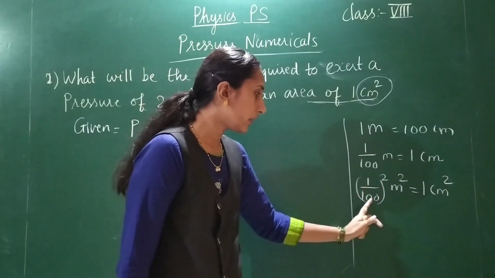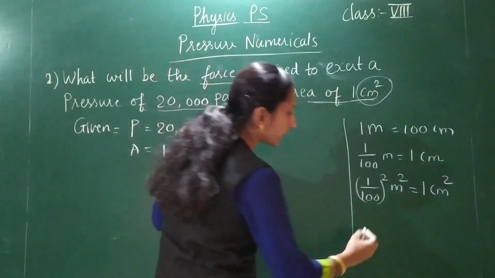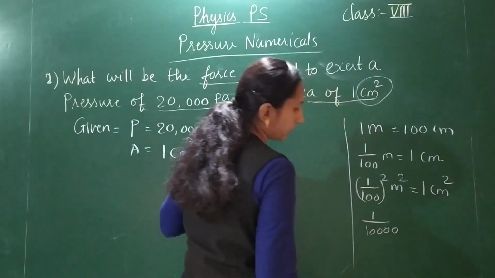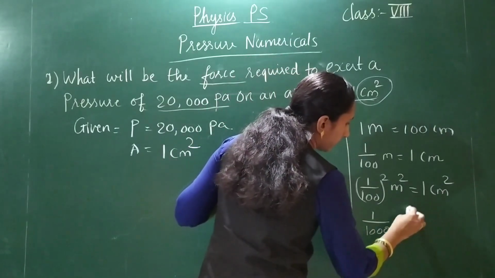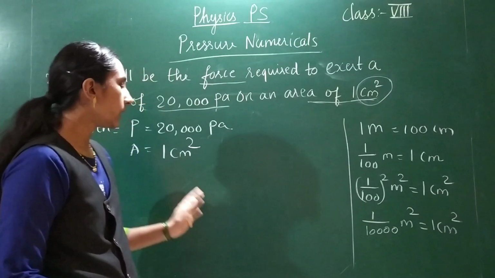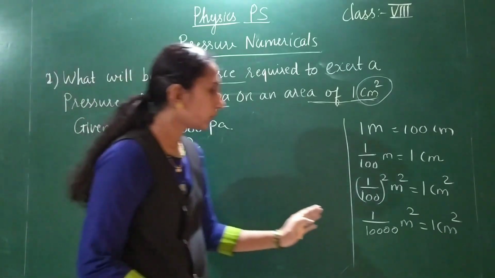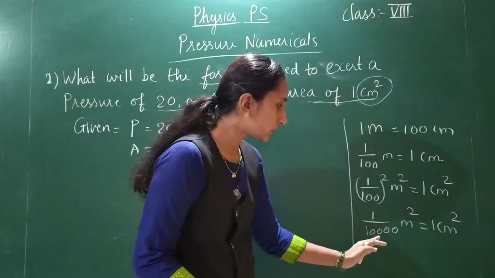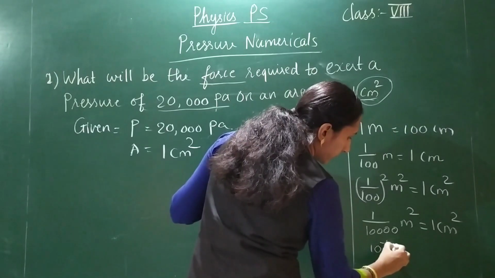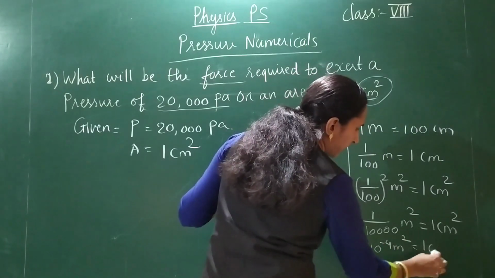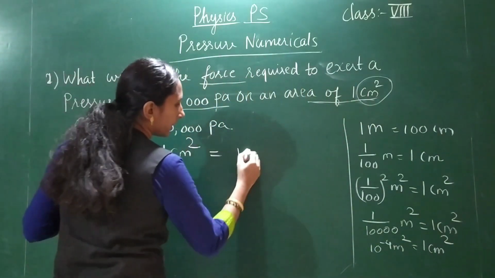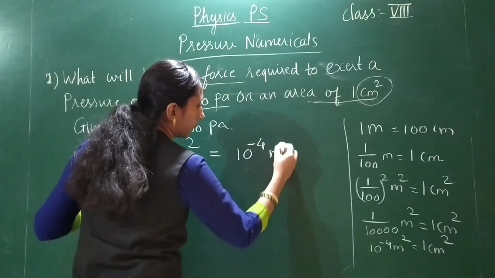1 centimeter square equals 1 upon 100 square. What does 1 upon 100 square mean? That is 1 upon 10,000 meter square. This is the 1 centimeter square. Or you can also write it as 10 raised to minus 4 meter square equals 1 centimeter square. That you will use here. So 1 centimeter square is how much? 10 raised to minus 4 meter square.